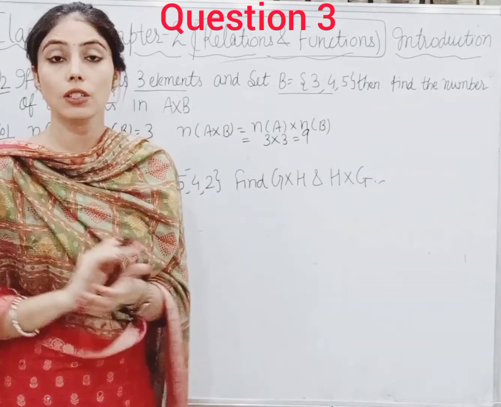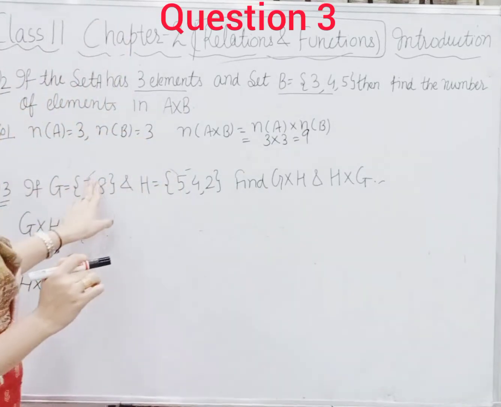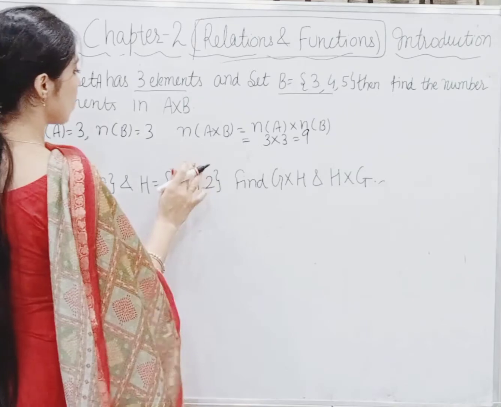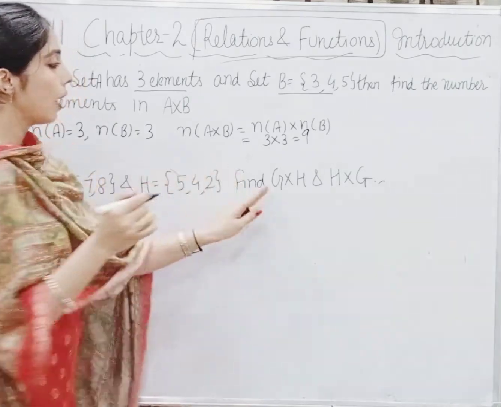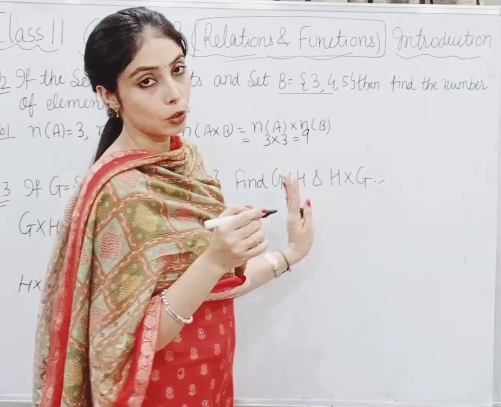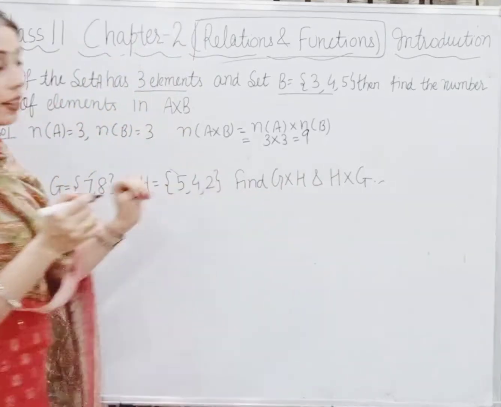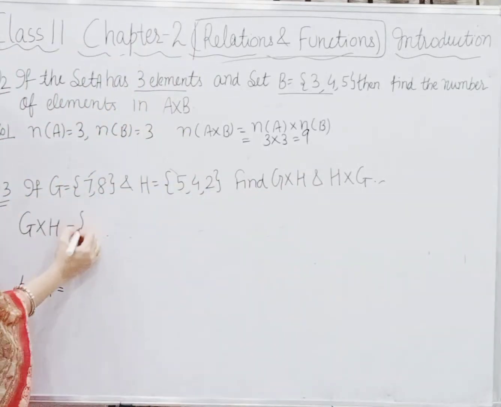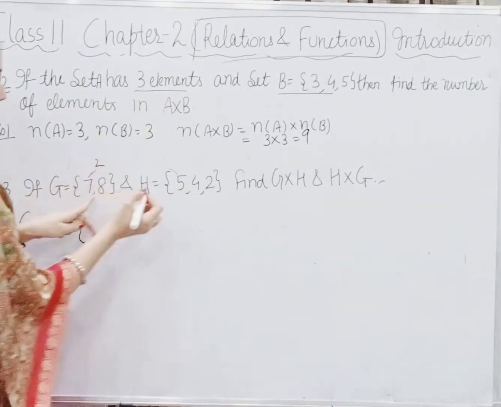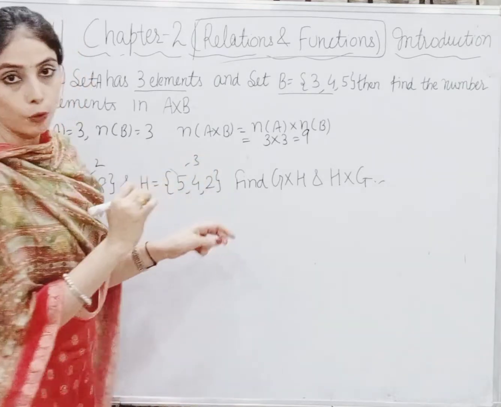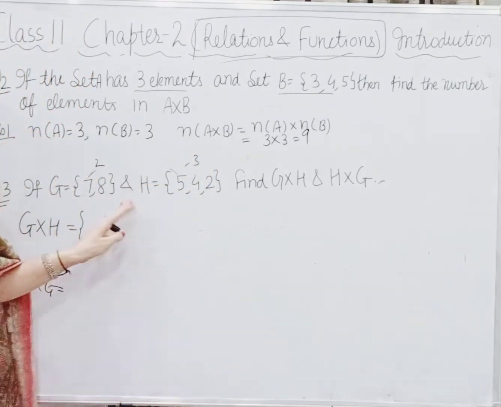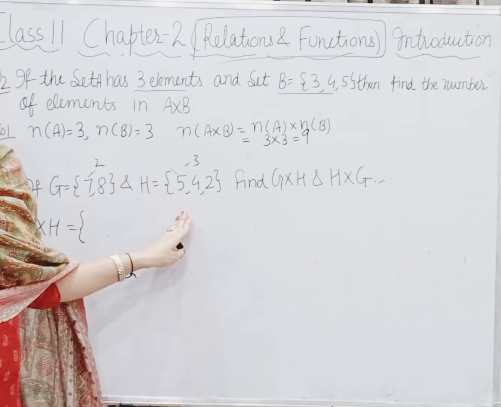Okay, let's discuss question number 3. If G is equal to {7, 8} and H is equal to {5, 4, 2}, we have to find the Cartesian product of G and H, and H and G. We can easily observe that here we have 2 elements, here we have 3 elements. So in the Cartesian product we will have 6 elements.